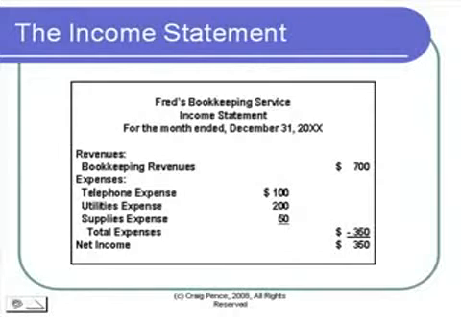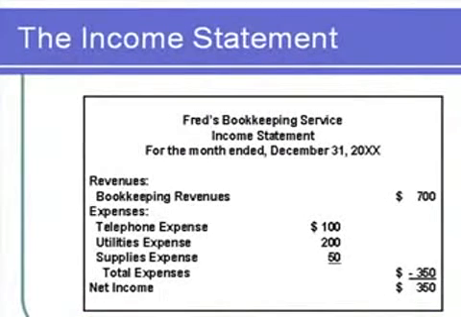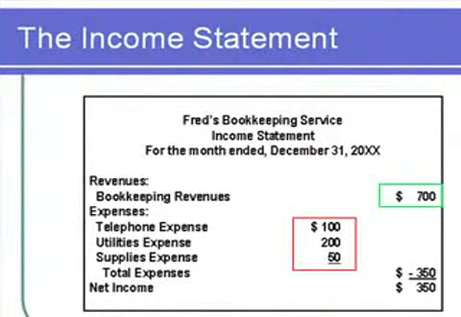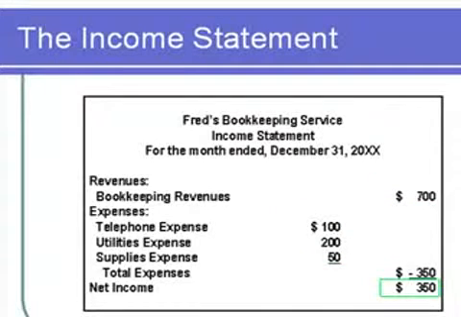We see here that the total revenues earned in the business amount to $700. There were three expenses, and they add up to a total of $350. So when we subtract, the profit, which we call net income, from business operations is $350. If the expenses had been greater than the revenues, this would be a negative figure that we would call a net loss.